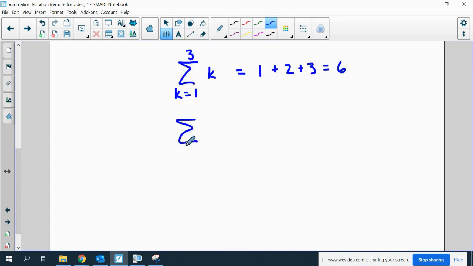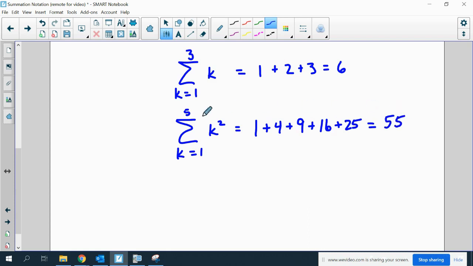If I had the sum from k equals 1 to 5 of k squared, that would be 1 plus, then I would plug in 2. 2 squared is 4. Then I would plug in 3. That's 9. Then I would plug in 4, and I would get 16. Then I would plug in 5, and I would get 25. So I'd have 41, 50 plus 5. I'd have 55. This would be the sum from k equals 1 to 5 of k squared. And you can do that for a variety of other things.